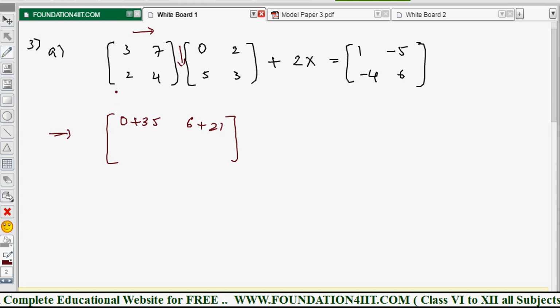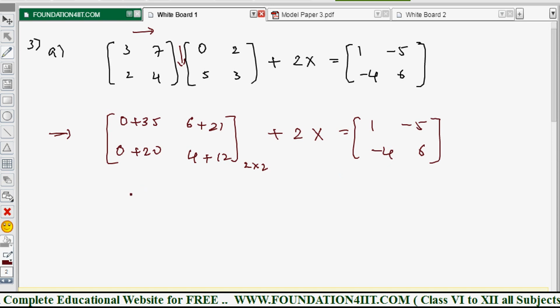Now the first row is over. Now again, second row, first column: 2 into 0 is 0, plus 4 into 5 is 20. Again 2 into 2 is 4, second row second column, and 12. Okay, this is a 2 by 2 order. Plus 2 into matrix X is equal to [1 -5; -4 6].